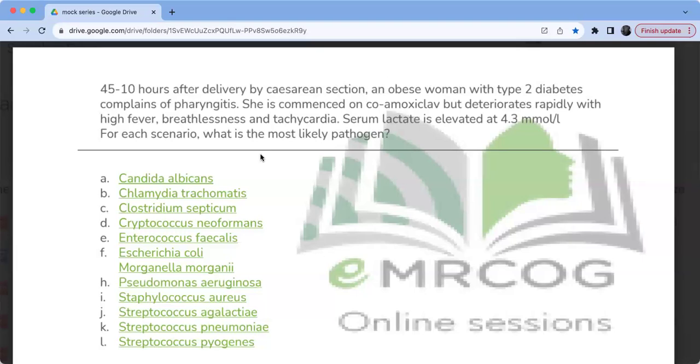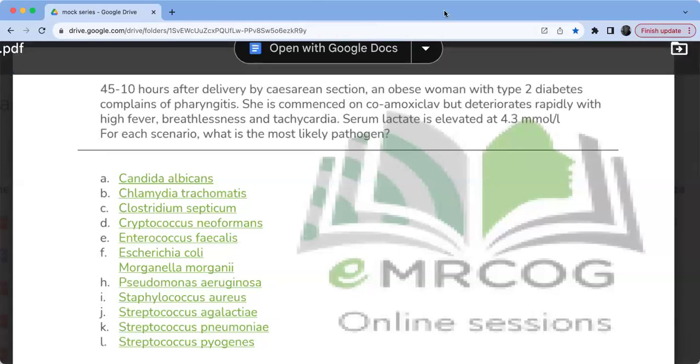So, the different presentation. Yes, I agree that group A strep is the most common cause of maternal sepsis, but still you can have a question like question number 40 that we discussed, and the answer is not group A strep, it's staphylococci, because of the characteristic description that he gives you.